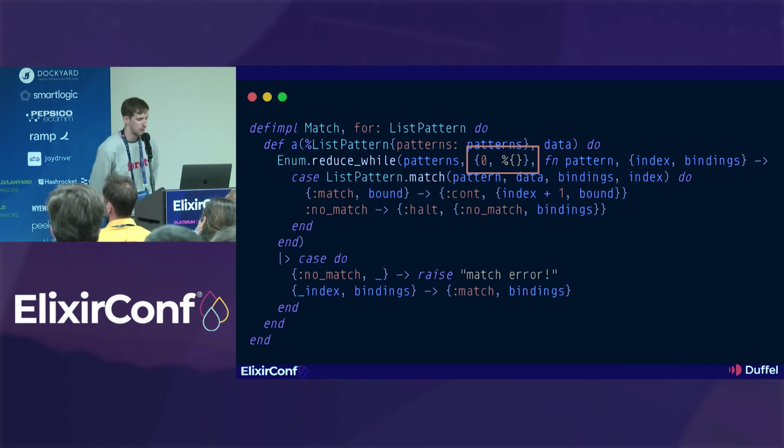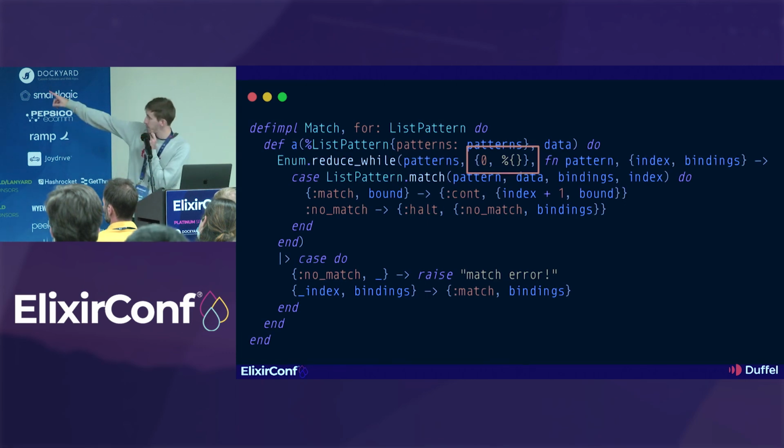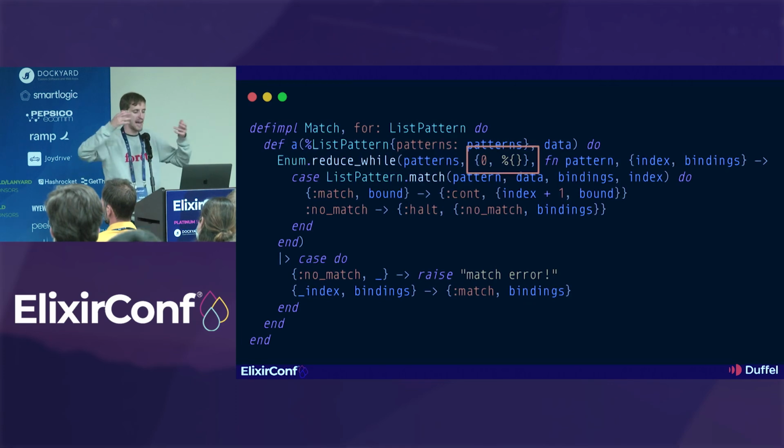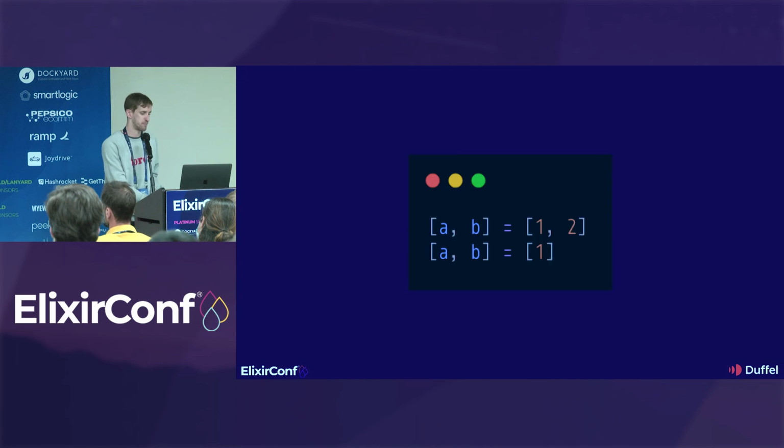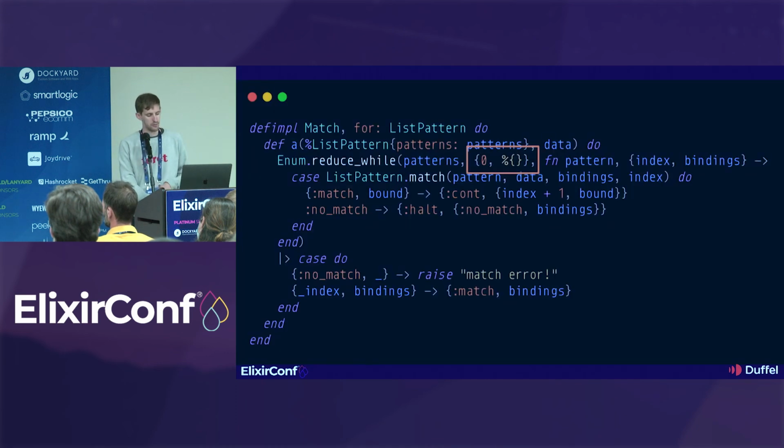And the accumulator is a little weird. The left there is the index of the pattern. And the reason we have that is because, like we said before, the index is important when you're matching lists, because you need to be able to say, in the data, was there a value at the index where the pattern is, right? And then the right-hand side of that tuple is just the bindings that we're accumulating up. So they're the variables that we add into that map as we find matches. So yeah, that's just showing you that.